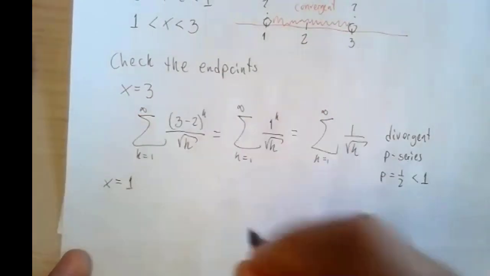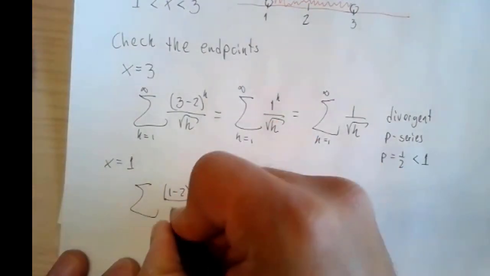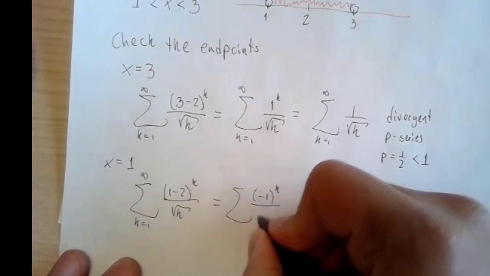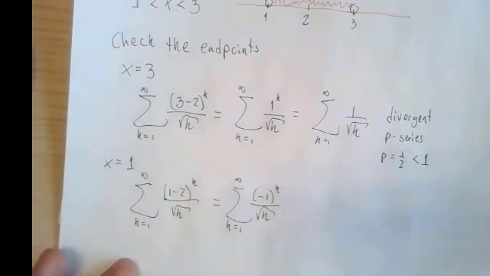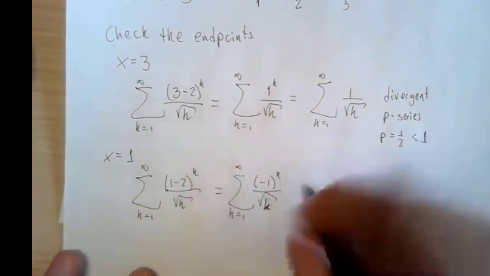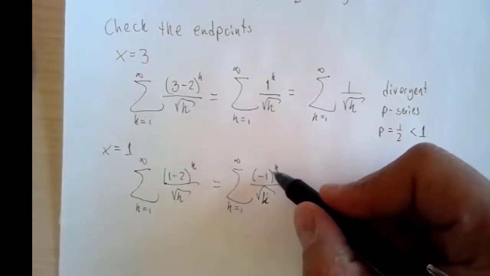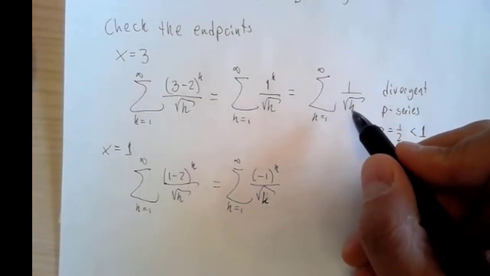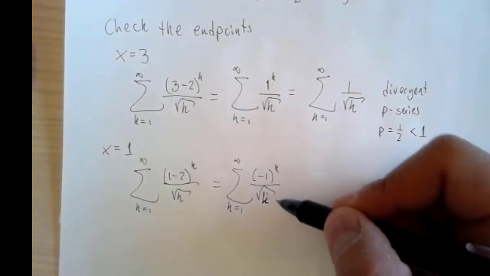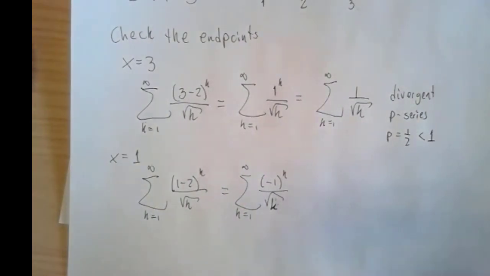x equals 1. So when x equals 1, now we plug 1 here, so it will be (1 minus 2) to the power k over root k. This becomes (negative 1)^k over root k. Okay, now what about this one? See, it's not absolutely convergent because when you put absolute value bars, this negative 1 becomes 1, and then you get this one, which we already know is divergent. So this one is not absolutely convergent, but maybe it is convergent. And in this case, it actually is convergent. The way we check it is by using, well, the alternating series test.